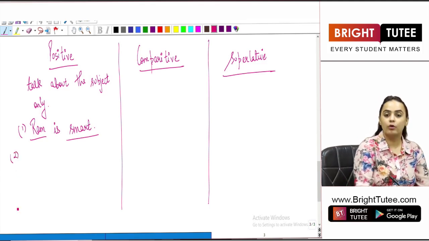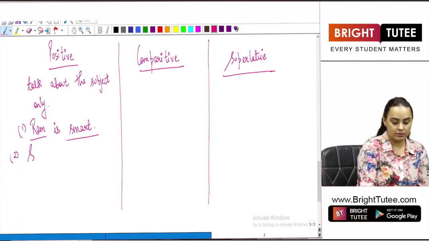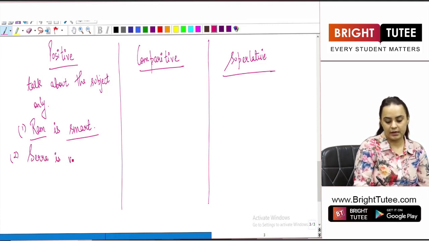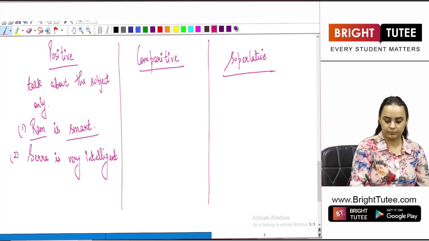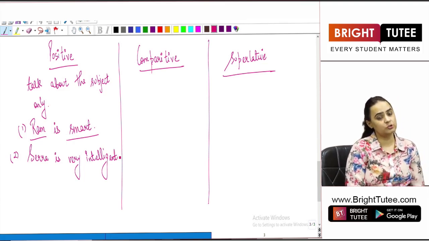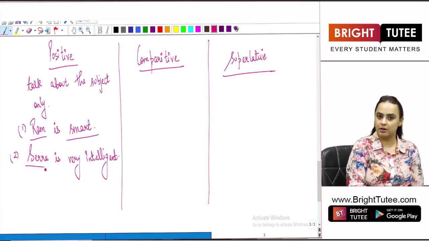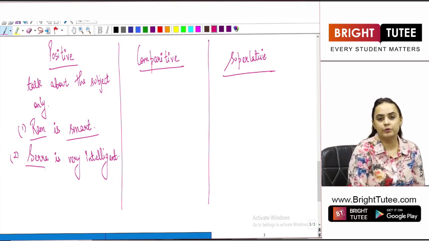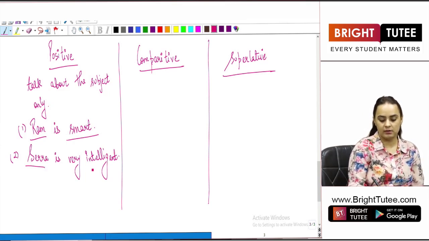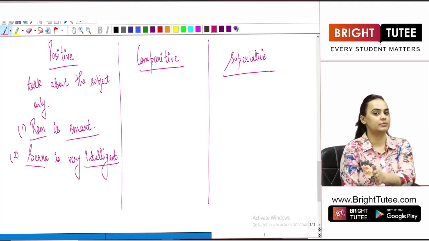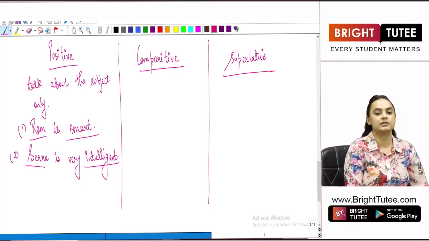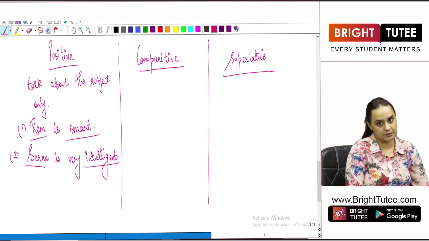If I give you more examples: Sarah is very intelligent. What is my subject in this sentence? Sarah. And what word am I using to describe this girl? Intelligent. Since there is just one subject I am describing, my adjective is in the positive degree.